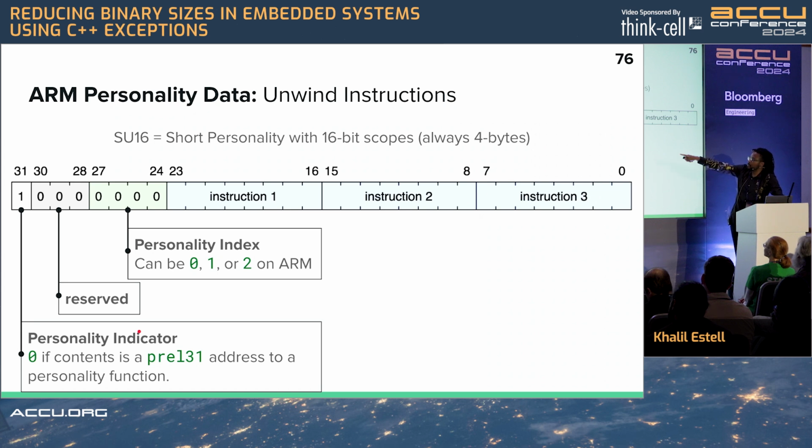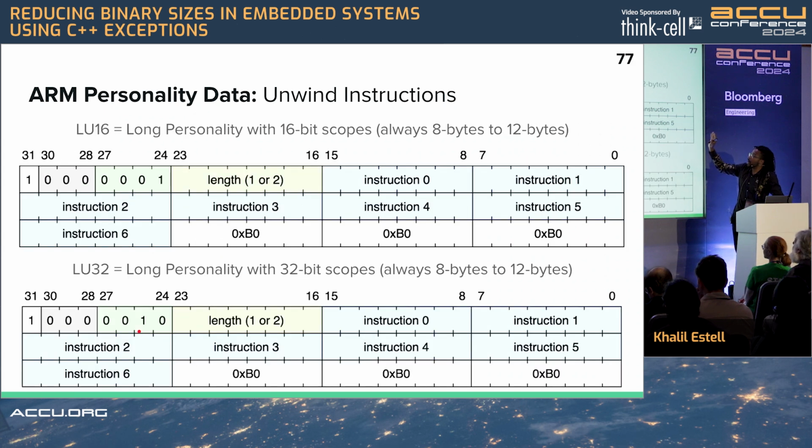The other bits, 30 to 28, are reserved. Personality index tells you what type of data structure you're dealing with. And then instructions are in 23 to 16, 15 to 8, 7 to 0. And this will be called the short personality with 16-bit scope. We'll talk about what the scopes are in a sec.